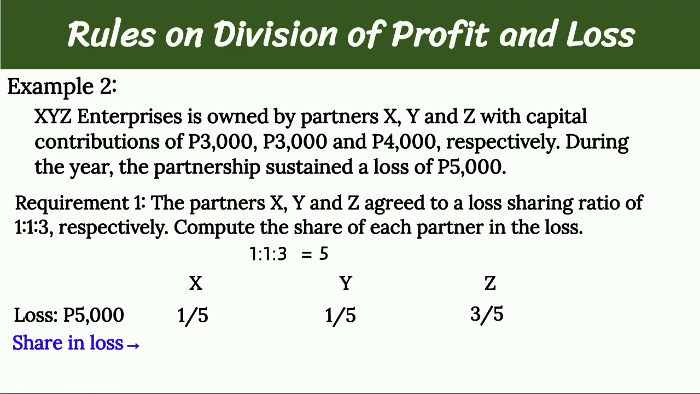partner in the loss. So for X, 5,000 pesos times 1 over 5, that is equal to 1,000 pesos. For Y, 5,000 pesos times 1 over 5, that is equal to 1,000 pesos. For Z, 5,000 pesos times 3 over 5, that is equal to 3,000 pesos. Therefore, ang share ni X sa loss ay 1,000 pesos. Ang share ni Y sa loss ay 1,000 pesos at ang share ni Z sa loss ay 3,000 pesos.